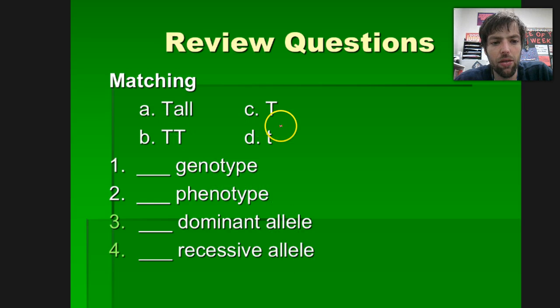Genotype, which one of these is a genotype? My definitions say 2 alleles. That's one allele, that's one allele. Those aren't alleles. Aha! Right answer would be B. Big T is an allele.